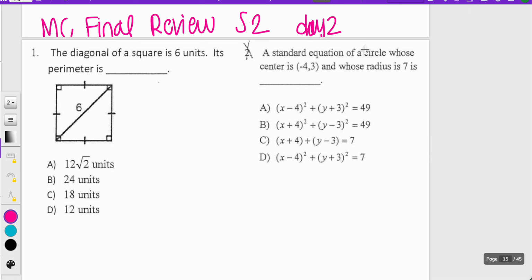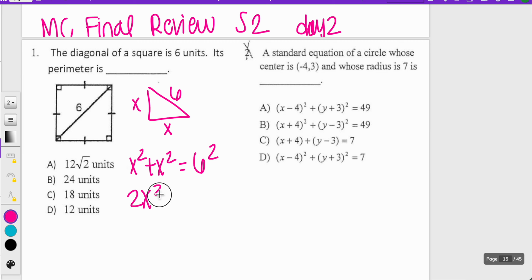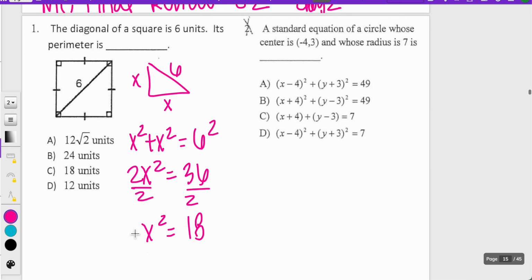The diagonal of a square is 6 units. Its perimeter is what? So we just need to know, thinking about x, and a 6. So we know x squared plus x squared equals 6 squared, or 2x squared is equal to 36. If we divide by 2, x squared is equal to 18, and then we would just find the square root of 18, okay? The square root of 18 is going to be a decimal, 4.24, so we just have to figure out, well, which one of these is 4.24? It's not 24, 18, or 12, so it probably is letter A.